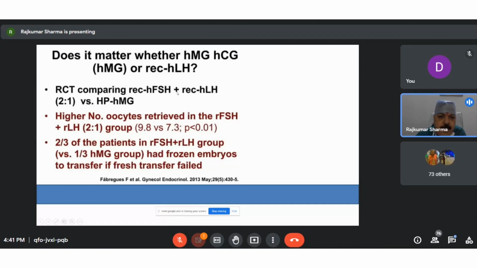So in the RCT comparing recombinant FSH and recombinant LH versus highly purified HMG, you find there is a higher number of oocytes retrieved in the recombinant LH group, and also two-thirds of the patients in the recombinant LH group would have more oocytes which can be frozen in comparison to the other patients. So that means more oocytes, more good quality embryos, more chances of freezing, and more chances of increased cumulative pregnancy rate.